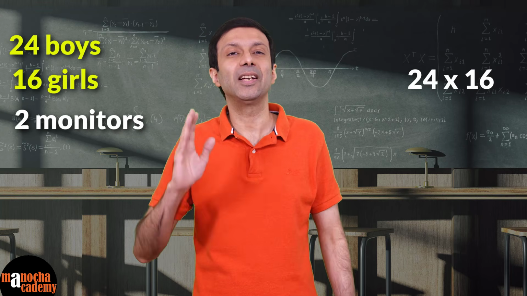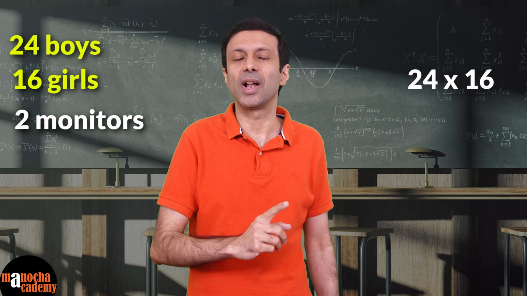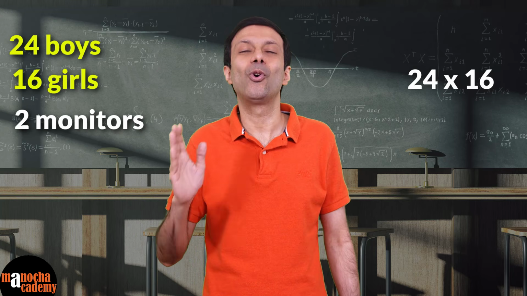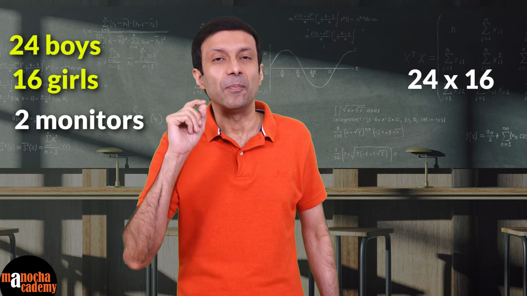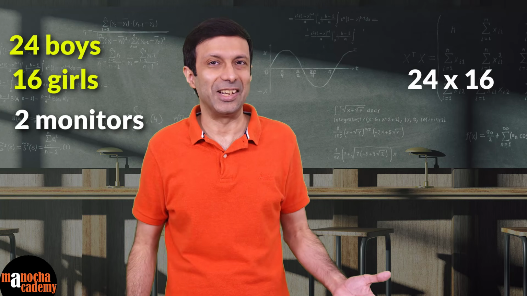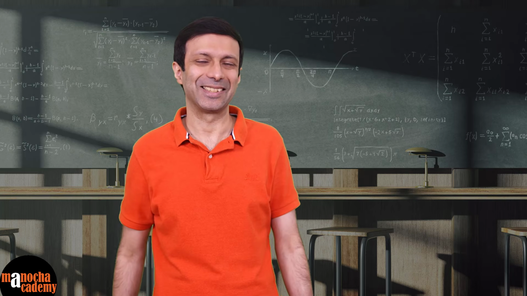Here we will apply the multiplication principle because you are selecting one boy and one girl. So the total number of possibilities here is 24 multiplied by 16. So be careful, guys, and please check whether you need to do a multiplication or an addition. Always read the question carefully and analyze it.